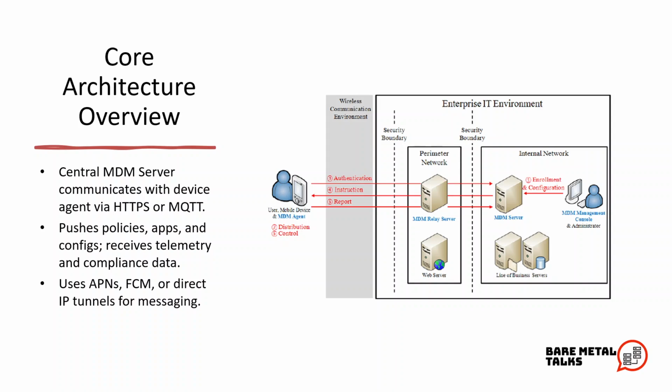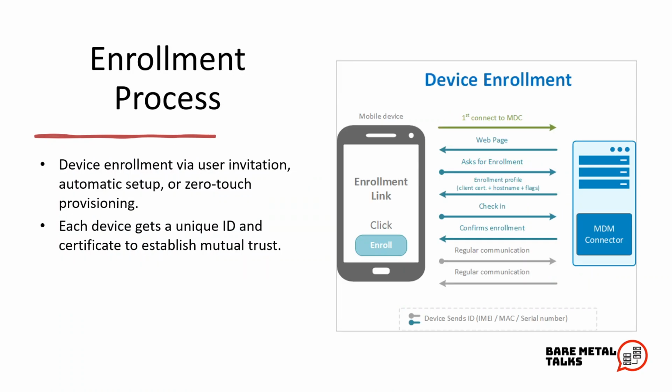Now let's walk through the lifecycle of an MDM managed device. It begins with enrollment. A user registers their phone through a company portal, QR code, or an automated process like Apple DEP or Android Zero Touch. During enrollment, the device receives a management certificate. That's how it authenticates itself to the MDM server.